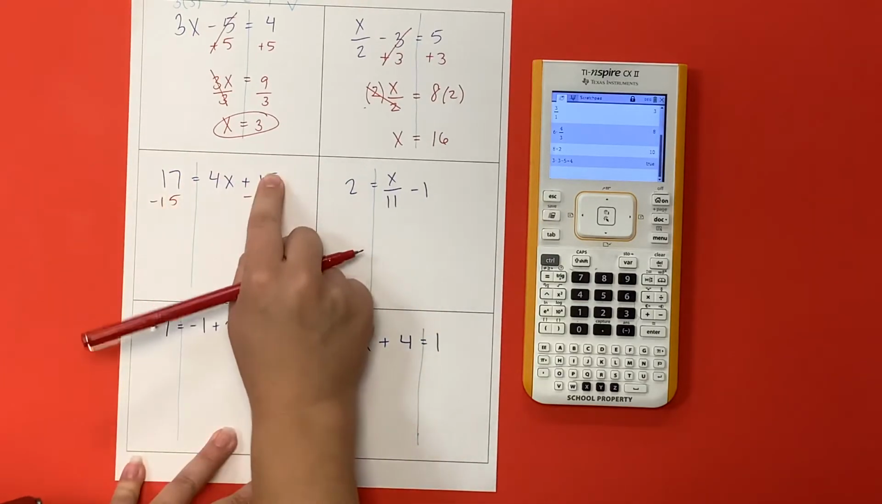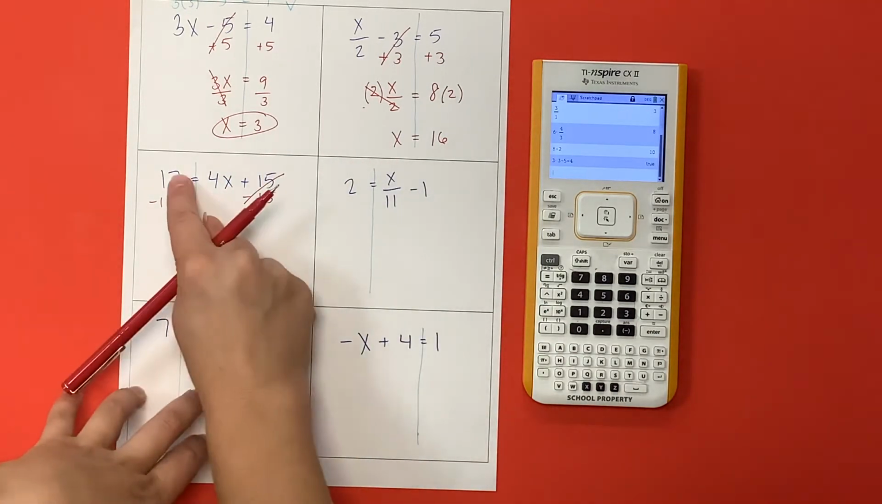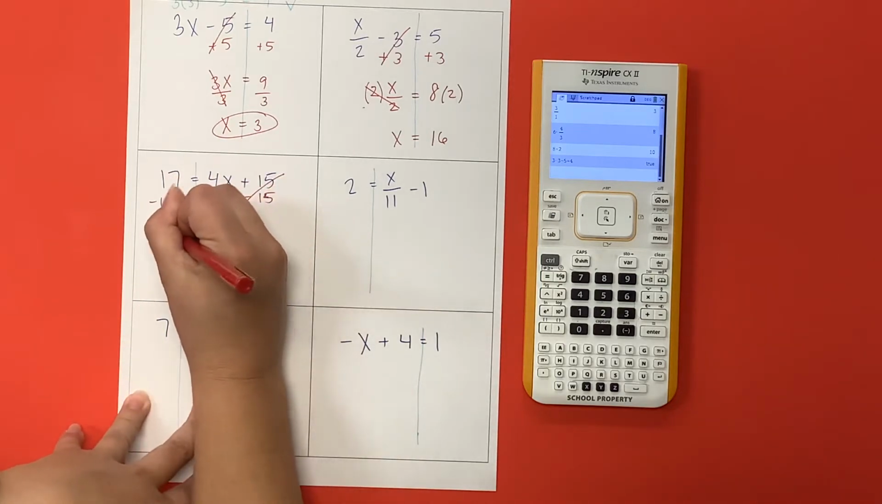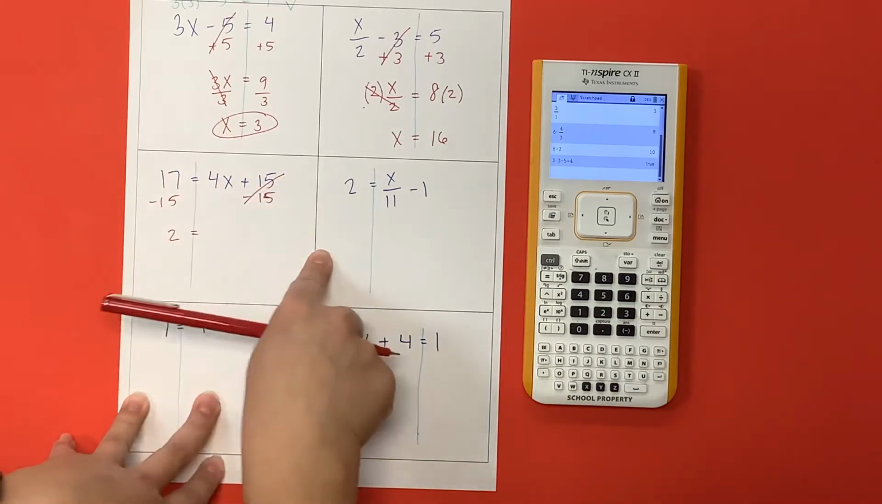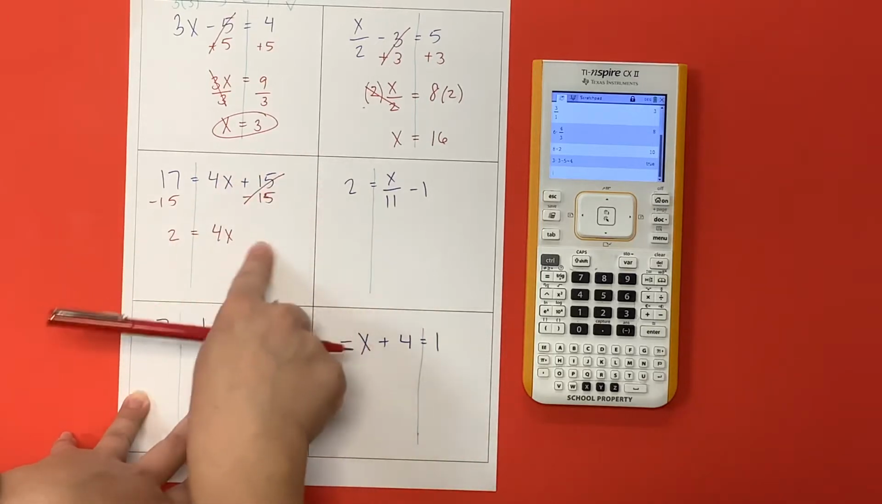All right, so this 15 minus 15 does equal 0, which is why we cancel it out. 17 minus 15 is 2. I'm rewriting my new equation with new numbers. There is nothing here anymore.